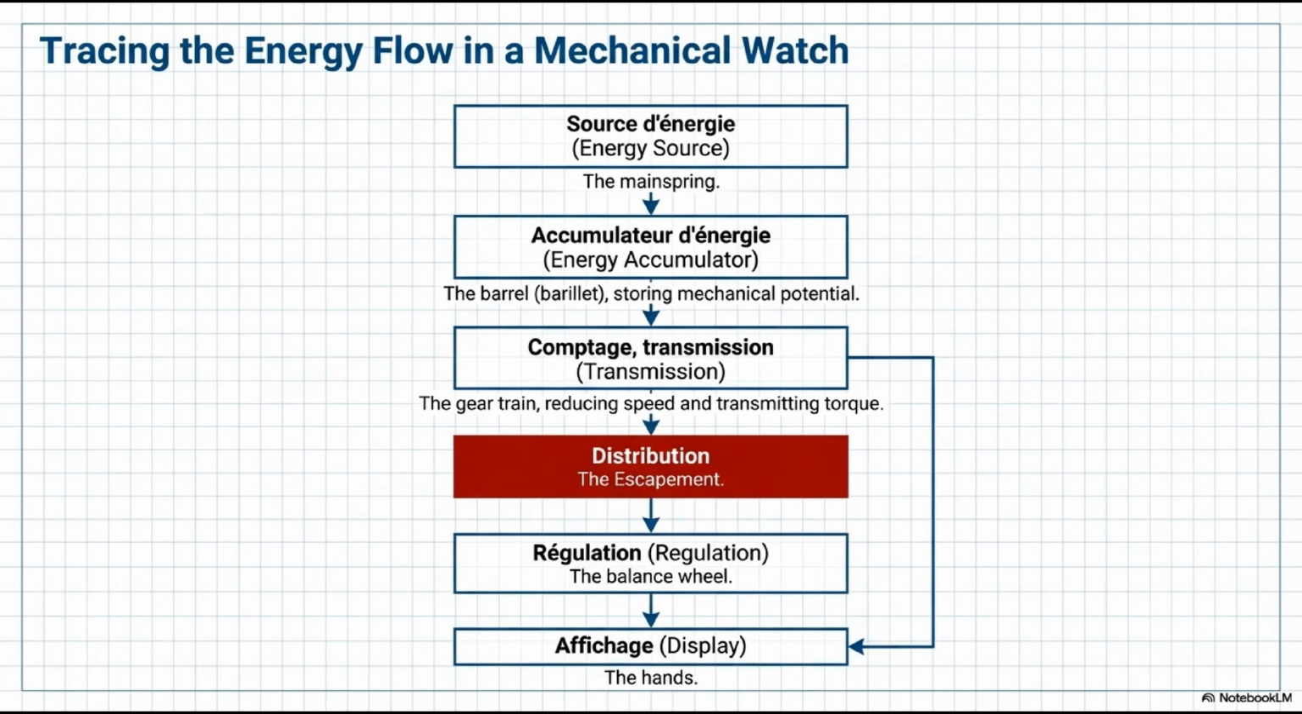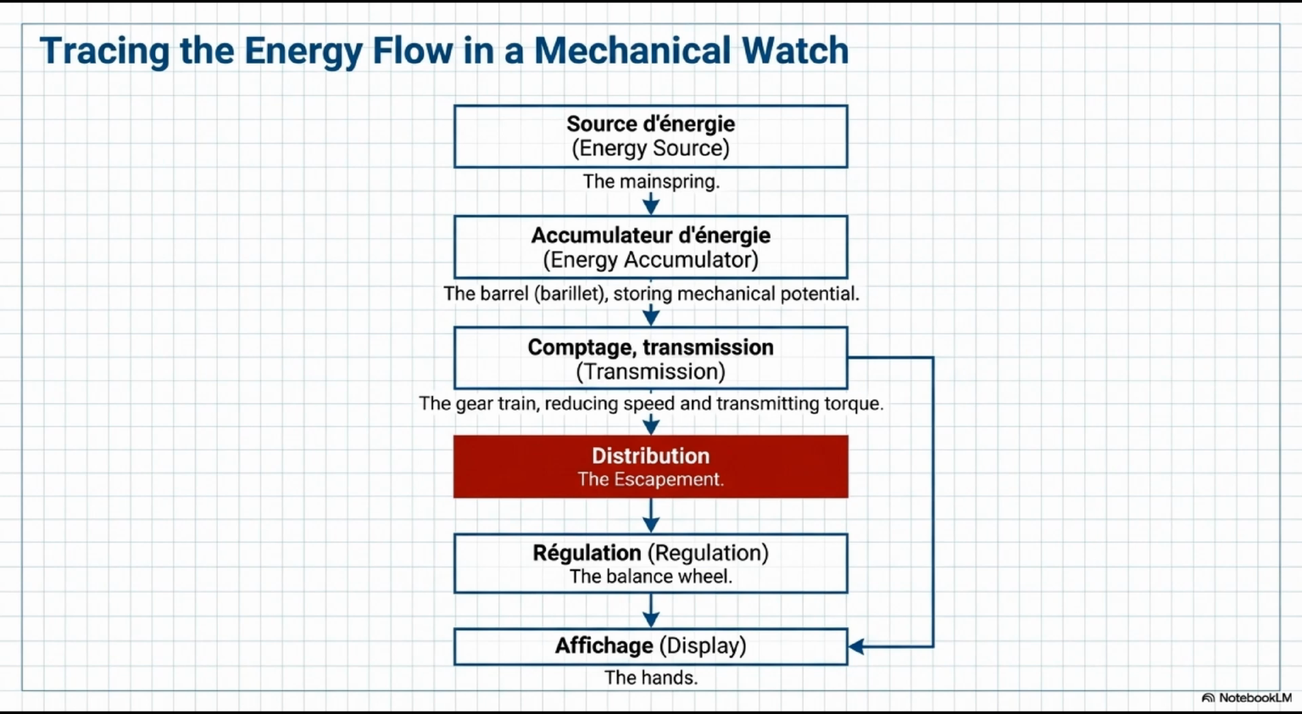To understand the escapement's architectural role with full precision, we need to trace the complete energy chain that runs through a mechanical watch from the mainspring all the way to the display. This chain has 6 distinct stages, each performing a specific transformation on the energy flowing through it. Stage 1: the energy source. This is the mainspring, wound either manually by the crown or automatically by a rotor. The mainspring stores elastic potential energy proportional to its degree of winding, and it is the sole energy input to the entire system.